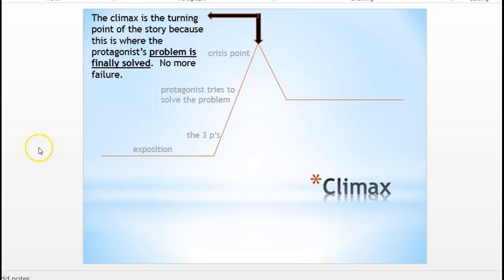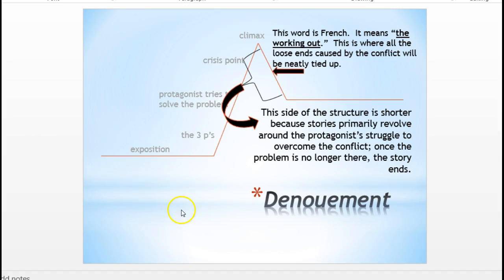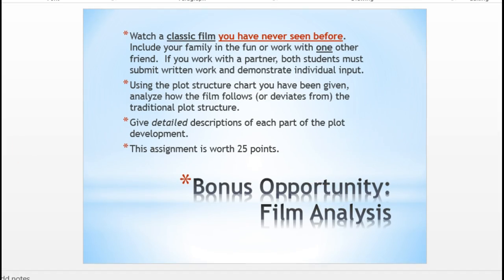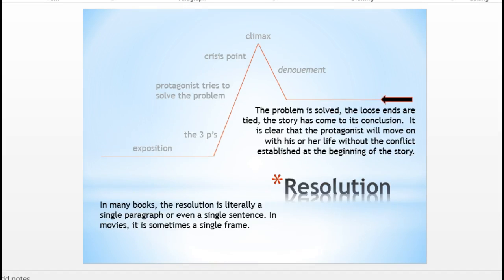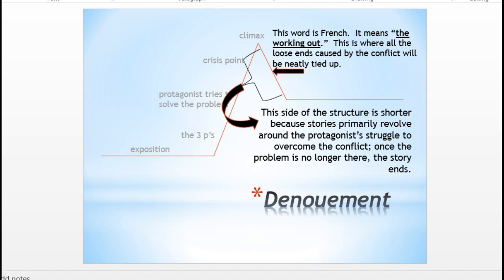This side of the plot structure is called the denouement. This is a French word. I keep skipping ahead here and I apologize. This is called the denouement, and it means the working out. This is essentially where all loose ends caused by the conflict will be neatly tied up. We shouldn't be left with lingering questions about this particular problem.